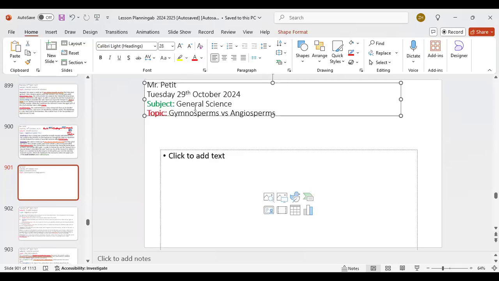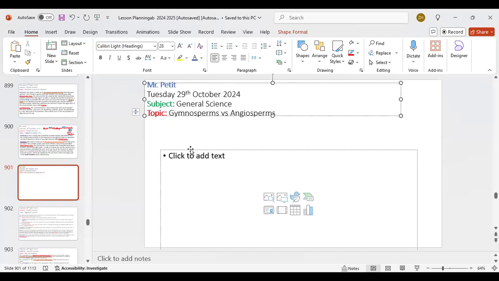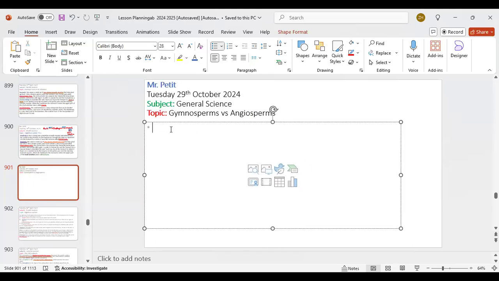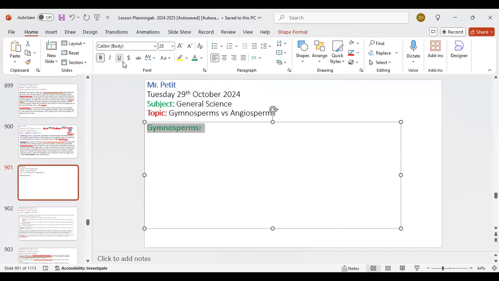Gymnosperms versus angiosperms. All right. Let's start off with gymnosperms. First of all, we know that gymnosperms are non-flowering. Gymnosperms, these are non-flowering plants.